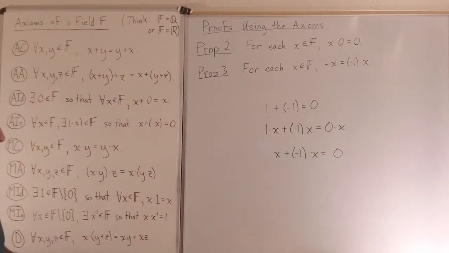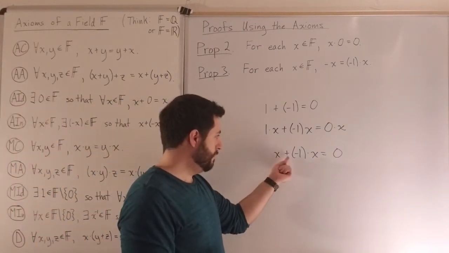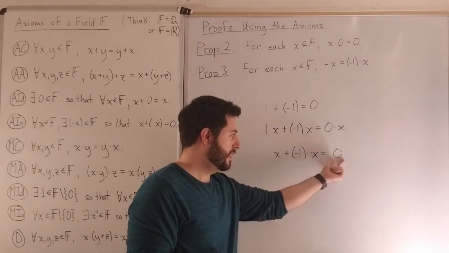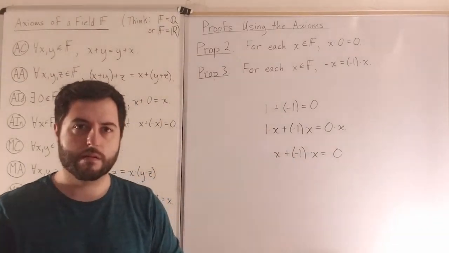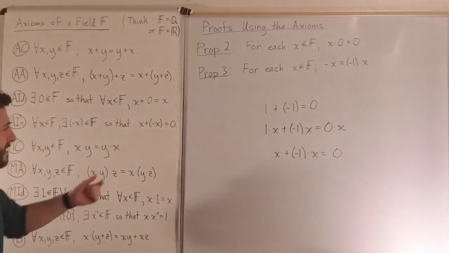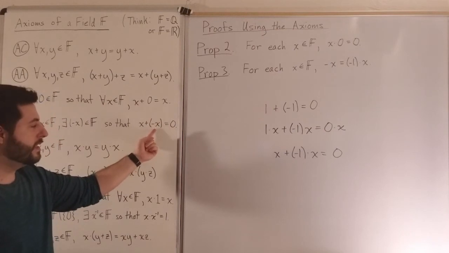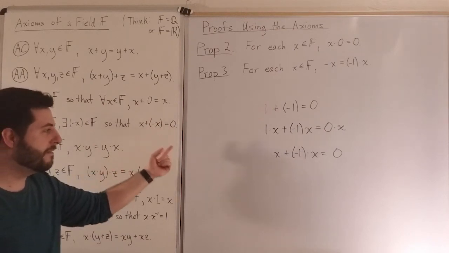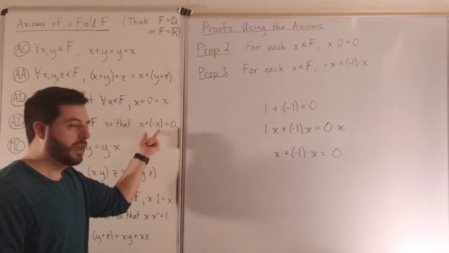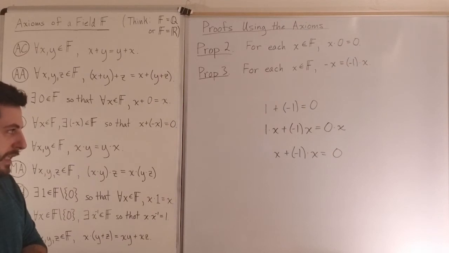All right, so now what we have is x plus something, this thing which is -1 times x, is equal to 0. And so it satisfies this property right here, x plus the something is equal to 0. It satisfies this property that we want -x to have, but does that mean that this thing has to be equal to that? Well, not directly. We still have to do some work to get there.